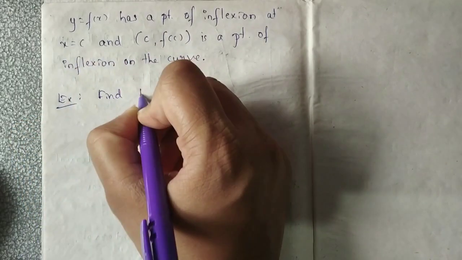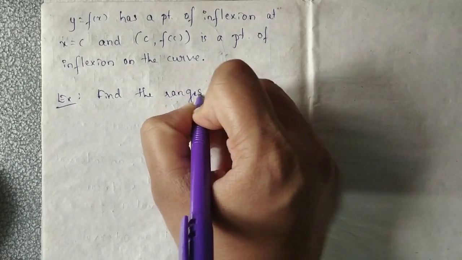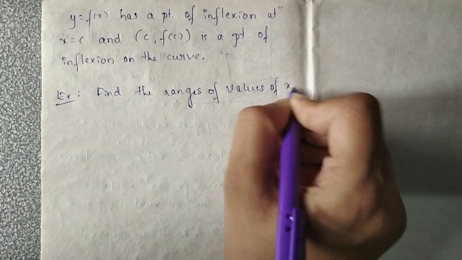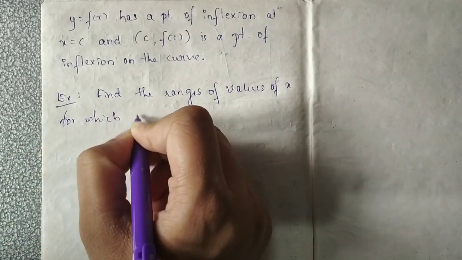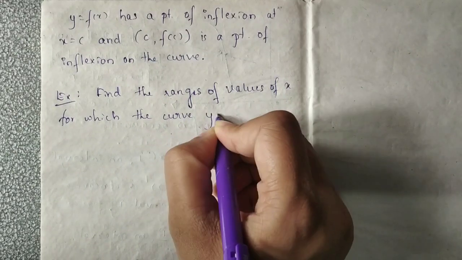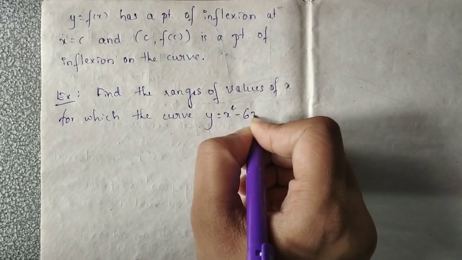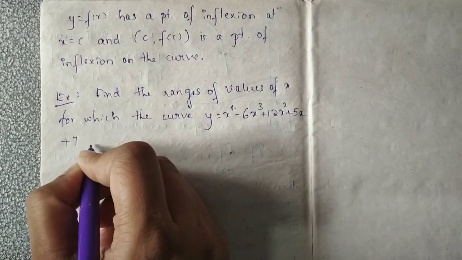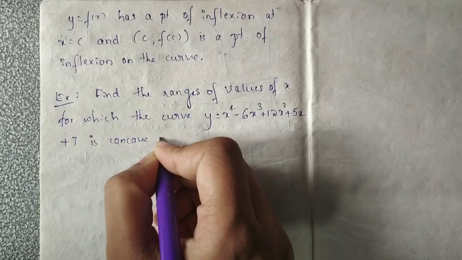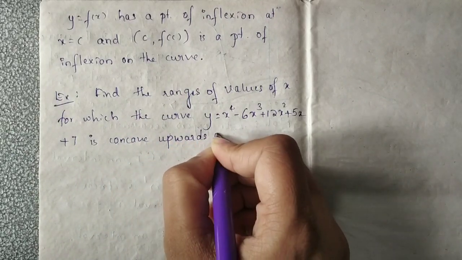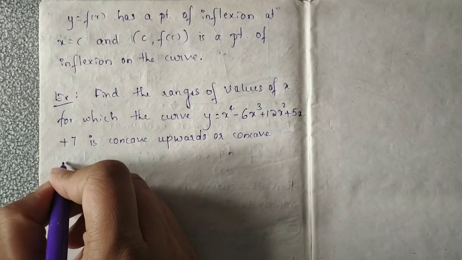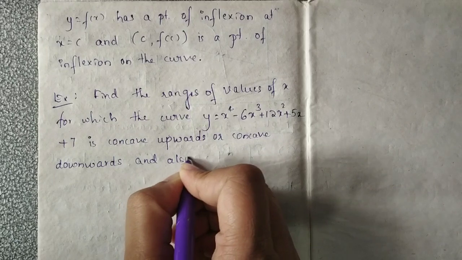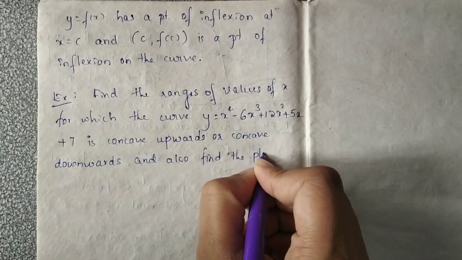Find the ranges of values of x for which the curve y equal to x raised to 4 minus 6x cube plus 12x square plus 5x plus 7 is concave upwards or concave downwards, and also find the points of inflection.